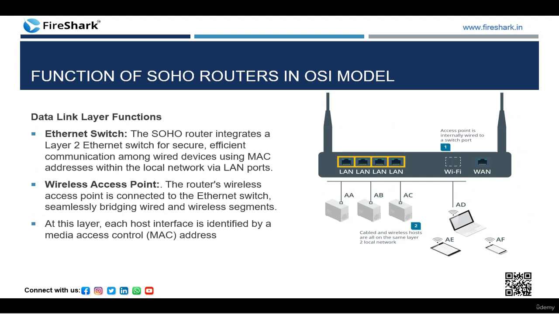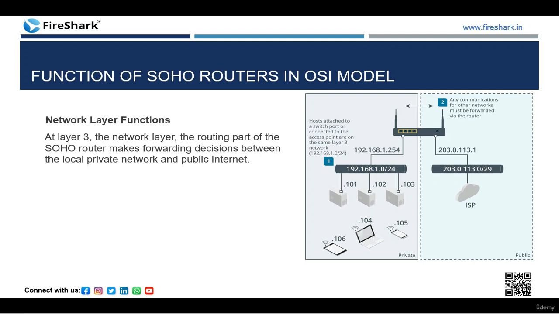Okay, now the next one is the network layer. At the network layer, the routing part of the SOHO router makes forwarding decisions, like which routing path the router device has to choose, and how the local private network and public network communicate. Basically routing and forwarding data packets works on this layer. In the case of a SOHO router, this layer handles the movement of data between the local private and the public network.